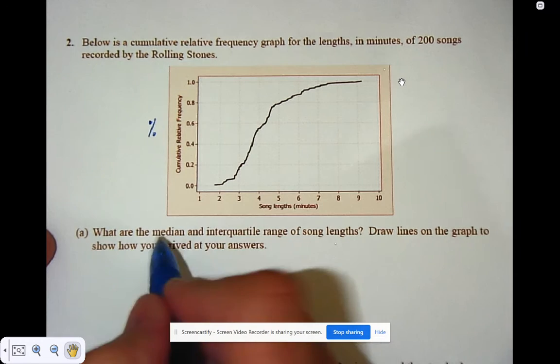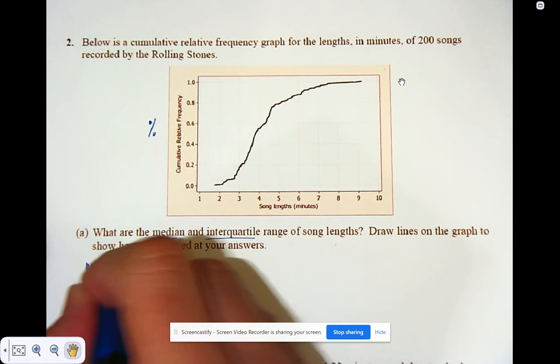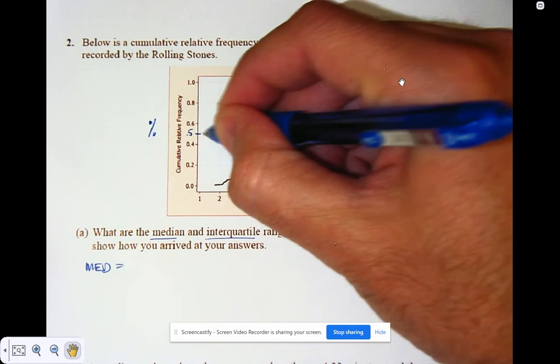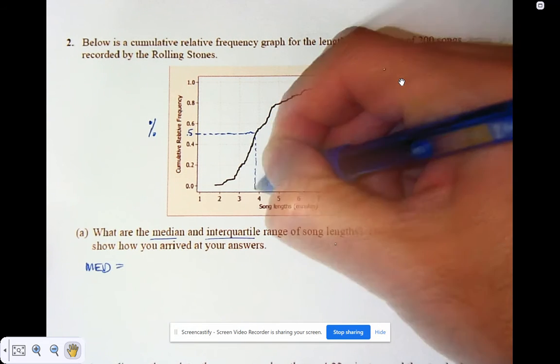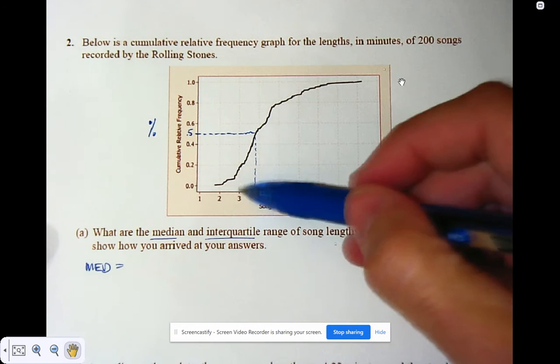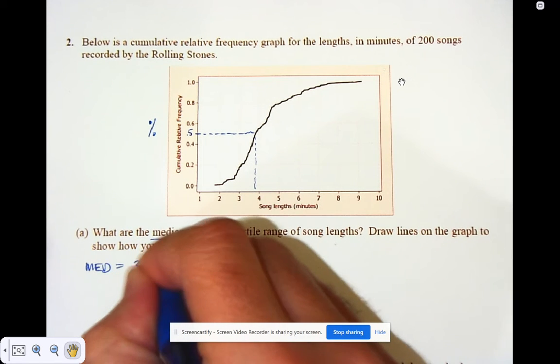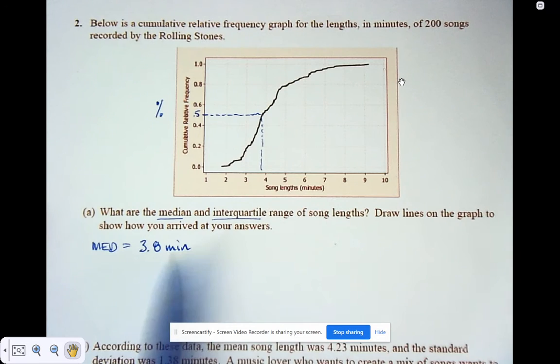Okay, so let's find the median and IQR. What we're going to say is, well, the median is the 50th percentile, which would be right here. And so you do a straight line over and then a straight line down, and you estimate. It looks like 3.8 minutes. So just say 3.8 minutes. Obviously, your estimate needs to be pretty close.